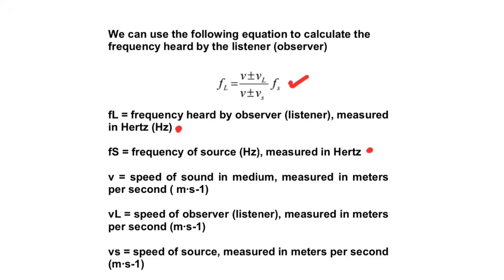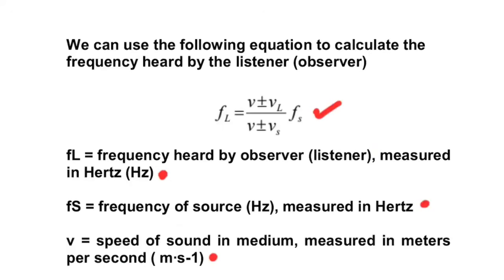It will depend on what the question says. It's not always 340. In other special cases, maybe we're talking about the speed of sound in water, which is way more than 340 meters per second. So V is the speed of sound in the medium, which will depend on the question you have at hand. And then VL, that is the velocity of the observer or the velocity of the listener in meters per second, obviously. And then VS is the speed of the source, still in meters per second. So this is the equation we use to calculate the frequency heard by the listener or observed.